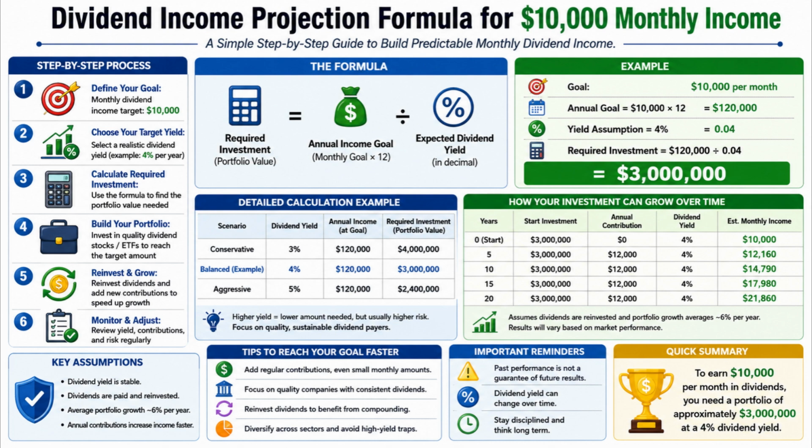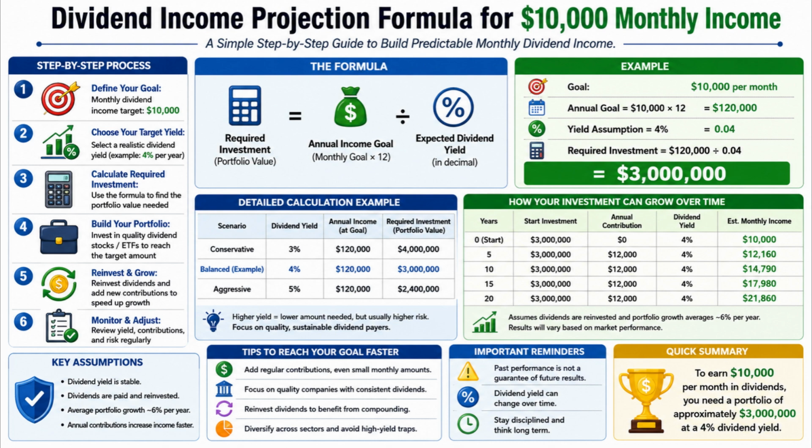Next, we apply the simple dividend income projection formula. The required investment is equal to the annual income goal divided by the expected dividend yield. In this example, the annual dividend income goal is $120,000, and the dividend yield assumption is 4%. Because 4% is written as 0.04 in decimal form, we divide $120,000 by 0.04. As a result, the required portfolio value becomes $3 million.